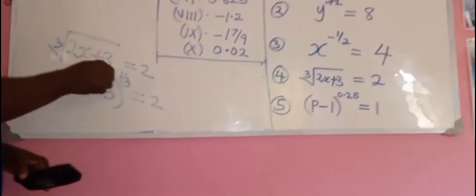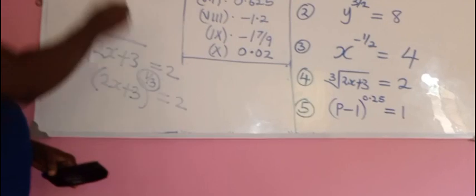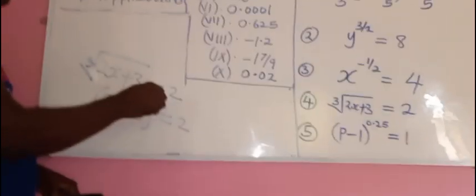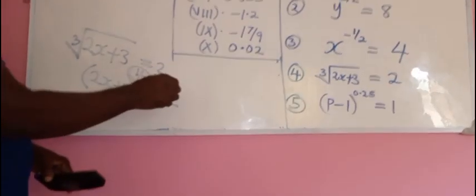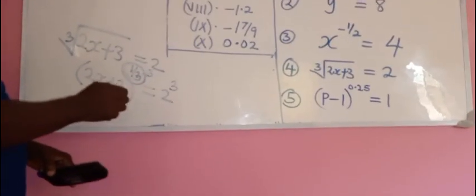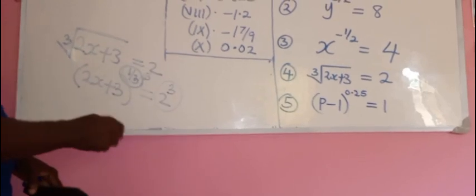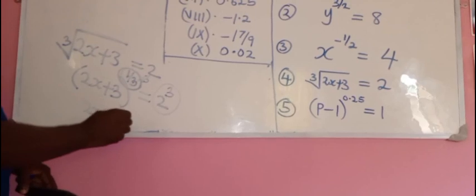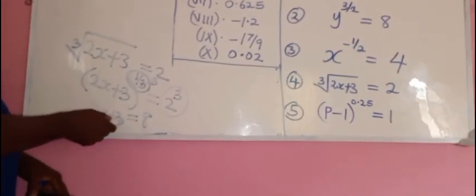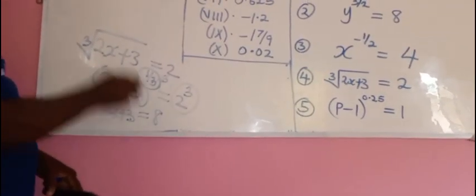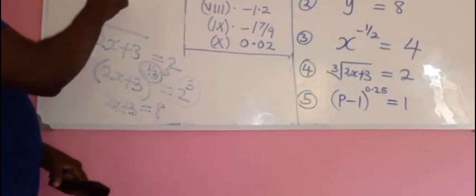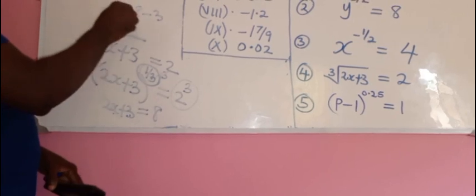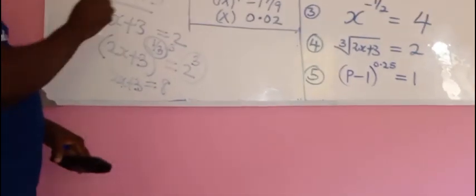Then you need to remove this one by using the multiplicative inverse of 1 over 3 to multiply both sides. So if you multiply this one by the multiplicative inverse, this will disappear. Multiply this one by the multiplicative inverse, which is 3. This will give us 8. So at the end of the day, you have 2x plus 3 is equals to 8. You are looking for x. You carry this one to the other side. That will be 2x is equals to 8 minus 3. That will be 2x is equals to 5.